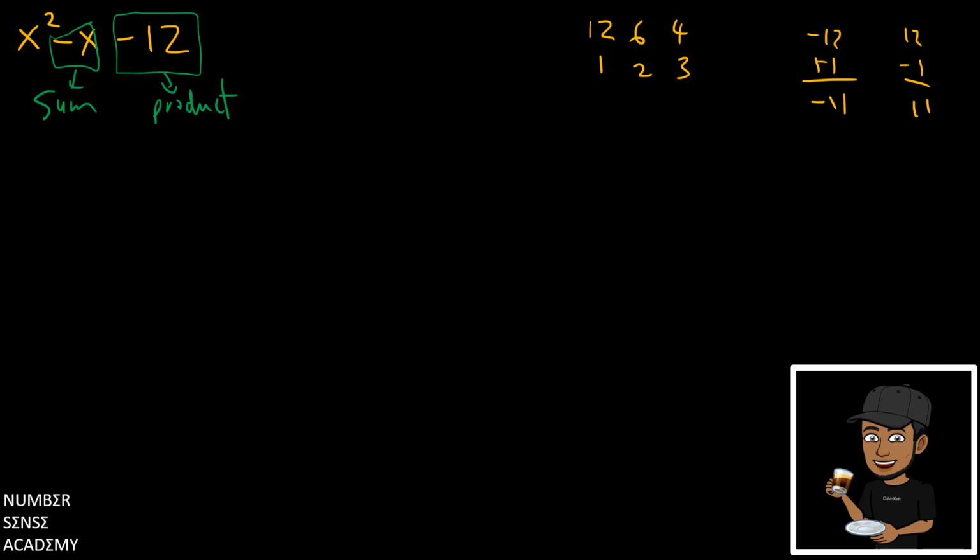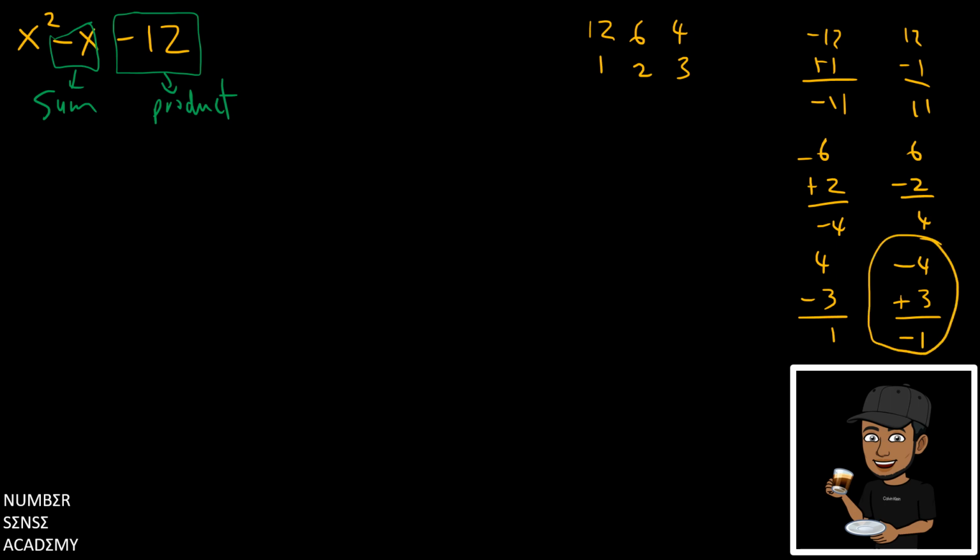That doesn't work. Negative 6 plus 2 is negative 4. Nope. 6 minus 2 is 4. That doesn't work. I have 4 minus 3 is positive 1. Not what I'm looking for, but negative 4 plus 3 is negative 1. So this is what I'm looking for: negative 4 and 3. So I just write my answer as x minus 4 and then x plus 3.